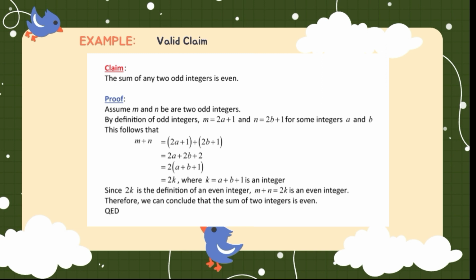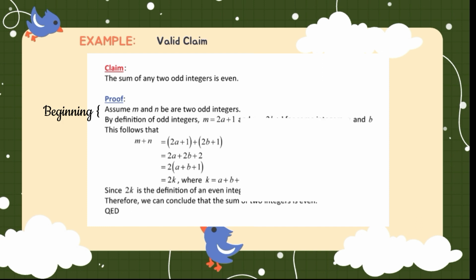In the beginning is where we assume something to be true by stating definitions and necessary theorems. So in this claim, we assume two variables, m and n. So we assume m and n are two odd integers, with the definition of odd integers wherein m is equal to 2a plus 1 and n is equal to 2b plus 1 for some integers a and b. So basically the definition of odd integers is 2n plus 1.